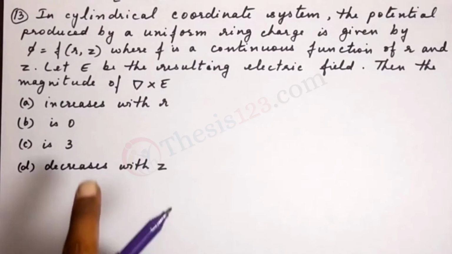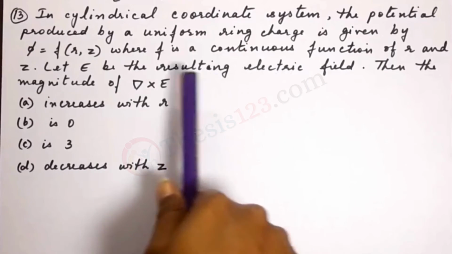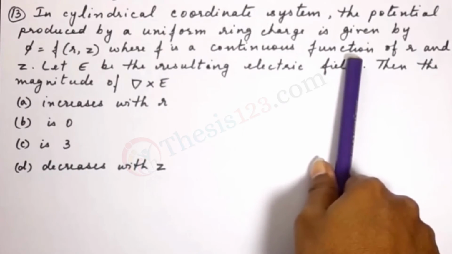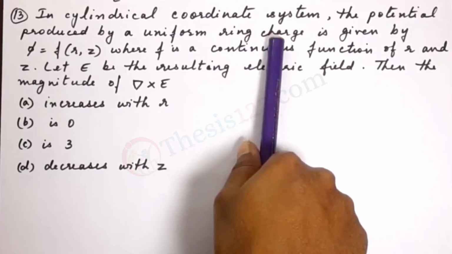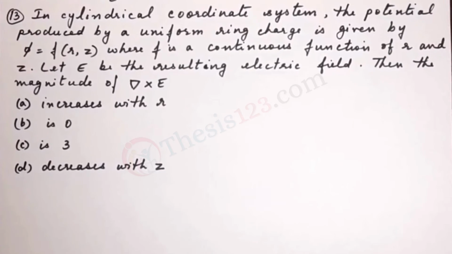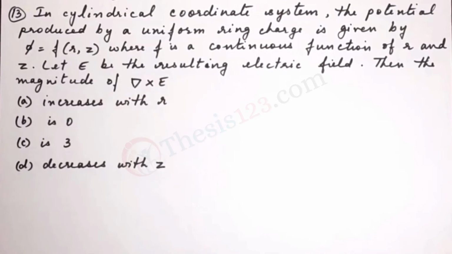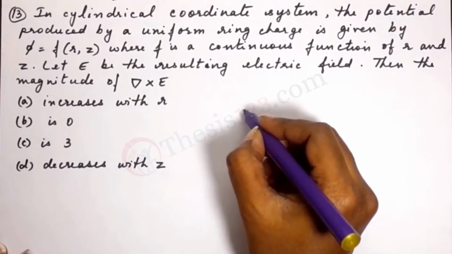Okay, so here we need to analyze the question given to us. Now, notice that the charge is not varying with time. They have mentioned that E is the resulting electric field, where f is a continuous function, and it is a uniform ring charge. So this indicates that the charge is not varying with time, and E, or the electric field, is static. So that is a very important point here.